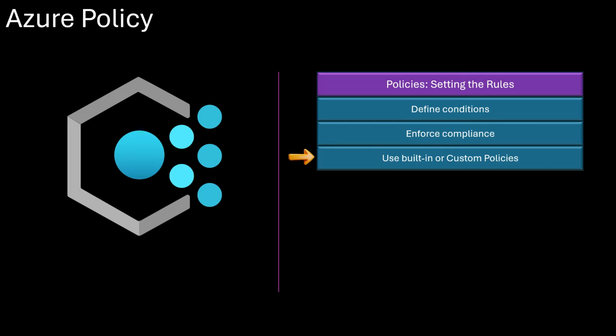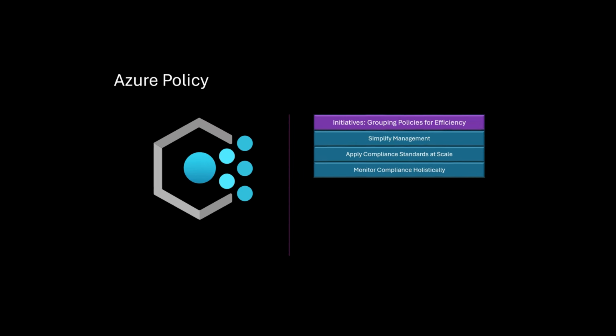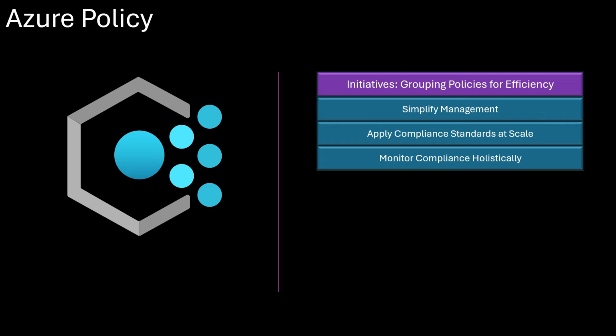You can use built-in or create custom policies. Microsoft provides a library of built-in policies, but you can also create your own based on your organization needs. My personal observation is that built-in policies are sufficient to start with. What is an initiative then? You can think of initiatives as grouping policies for efficiency. Managing policies one by one can get overwhelming, especially when you need to enforce multiple rules at once. That's where initiatives come in.